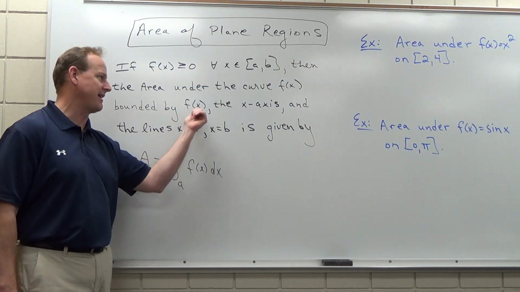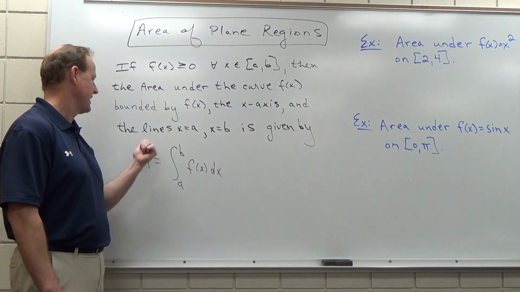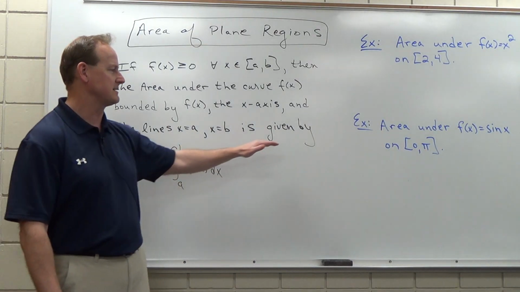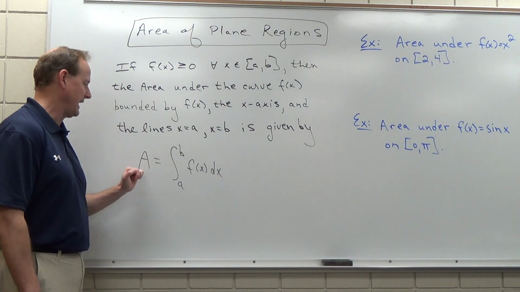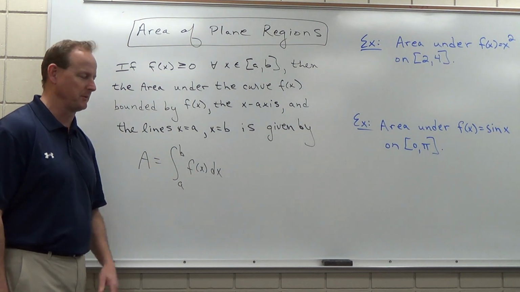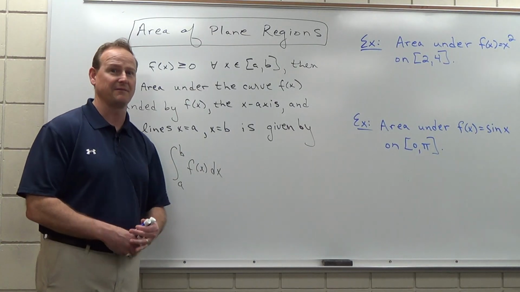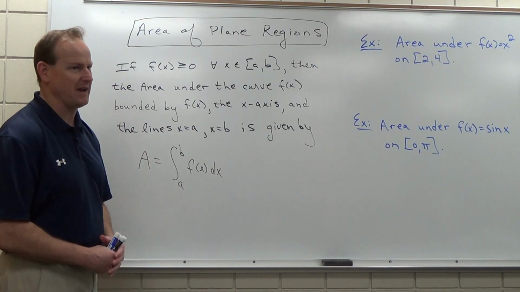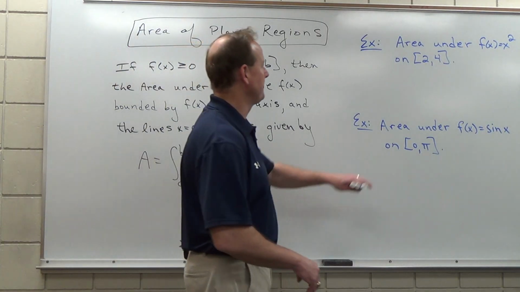then the area under the curve f of x, bounded by that curve, the x-axis, and the lines x equals a and x equals b for the left and right boundary lines, is simply given by the area equals the definite integral from a to b of f of x with respect to x, which is why I said f needs to be integrable. So let's look at a couple examples. We've actually known this before.